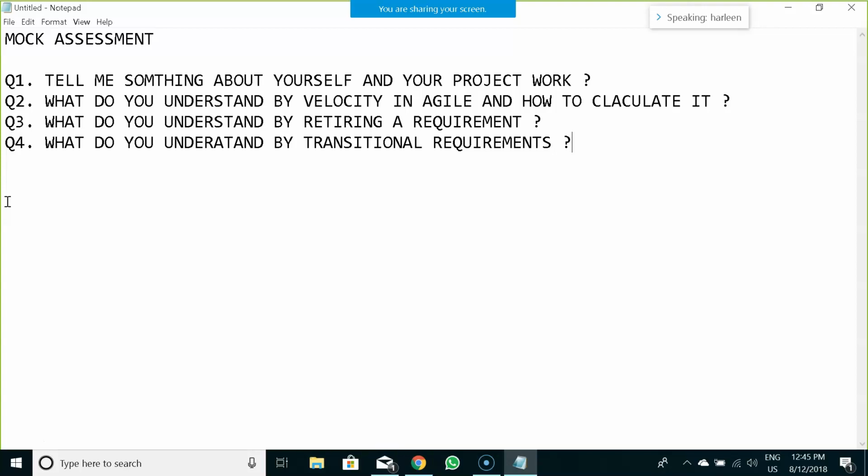Okay. So are these requirements permanent in nature? No, I guess not. It is temporary in nature. They are there in the project for a period of time. After that, they are no longer needed. Later on, they are retired.